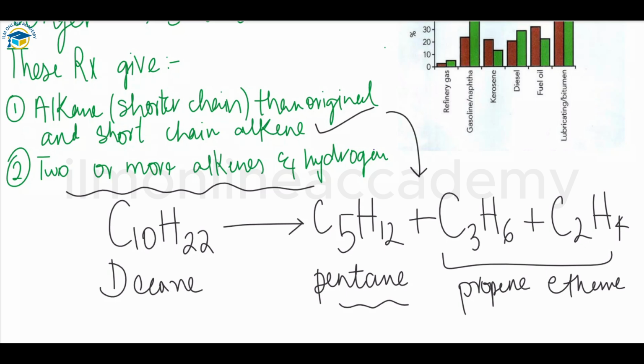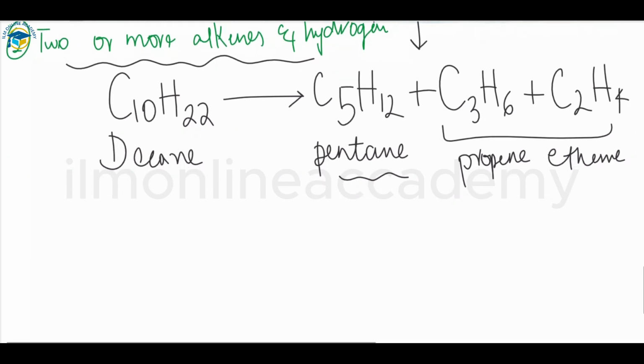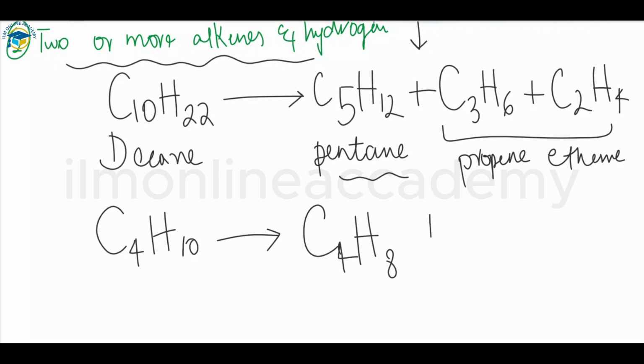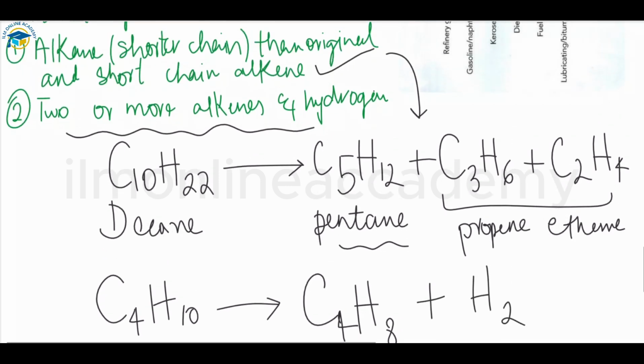In the second case, in the products we may have two or more alkenes and also hydrogen. For example, suppose we have butane, which has the formula C4H10. Whenever cracking happens on it in the presence of a catalyst, it is converted into an alkene, C4H8, plus hydrogen gas that is produced. So whenever cracking happens, we have these two situations: alkanes with a shorter chain than the original one plus alkenes, and in the second, two or more alkenes and also hydrogen.